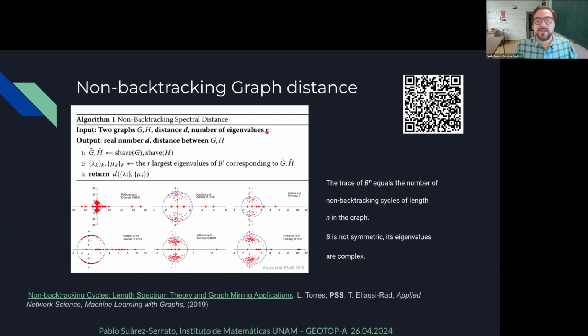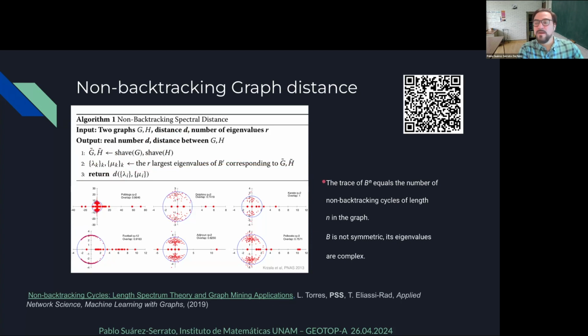And we choose a number of eigenvalues just to truncate it so that it doesn't run for too long, but it could just be the largest amount of eigenvalues of the two graphs. And then we do this procedure of shaving as a pre-computation step to make it faster to compute the eigenvalues. And then we take the largest eigenvalues of B prime corresponding to these two shaved matrices, and then we compute the distance that we defined in the beginning, and that's the distance between our two networks.